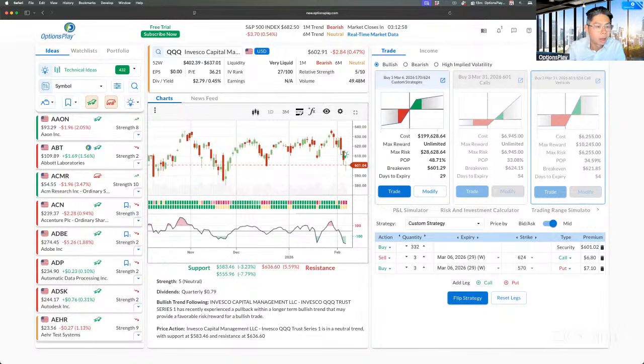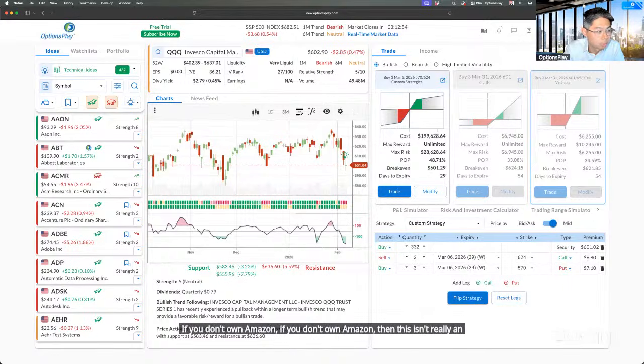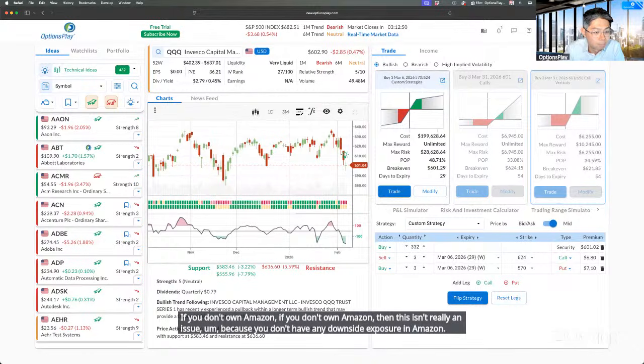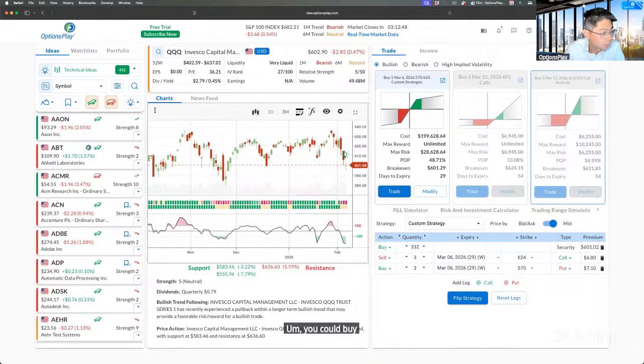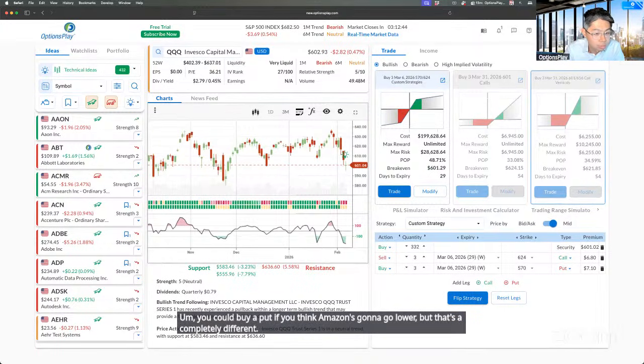If you don't own Amazon, then this isn't really an issue because you don't have any downside exposure in Amazon. You could buy a put if you think Amazon's going to go lower, but that's a completely different topic.